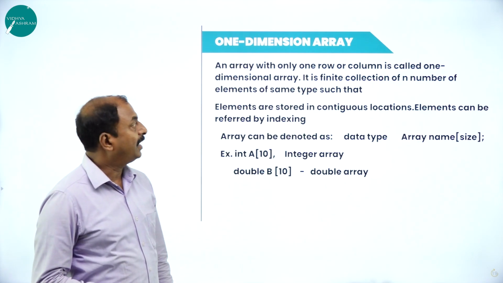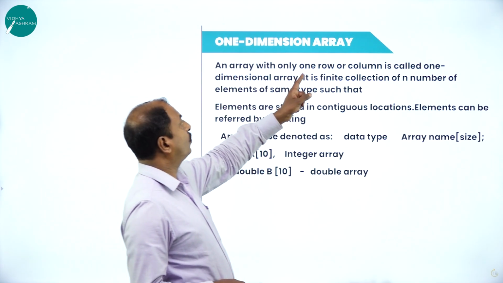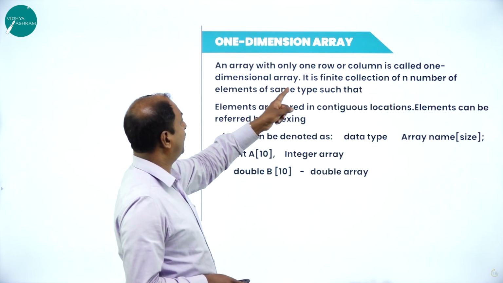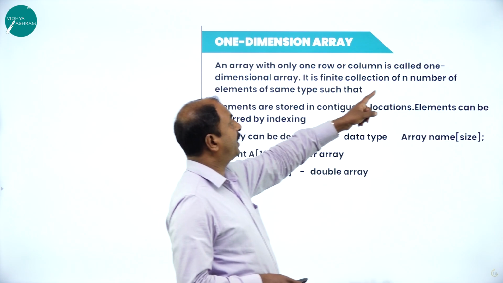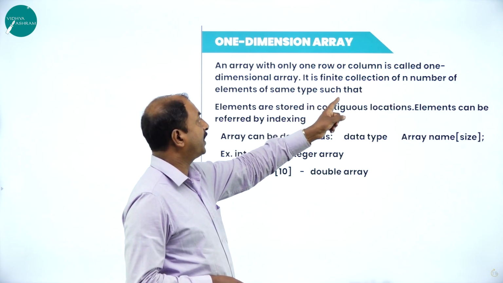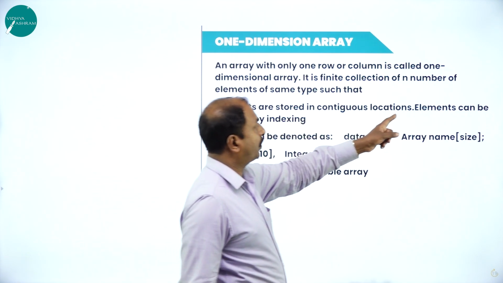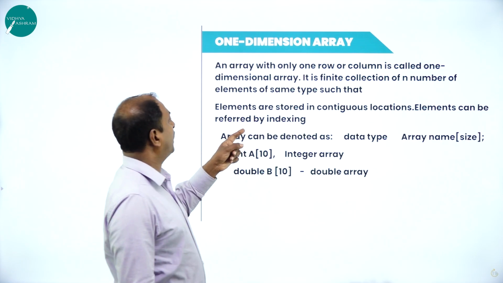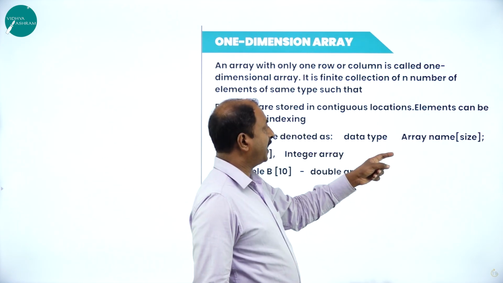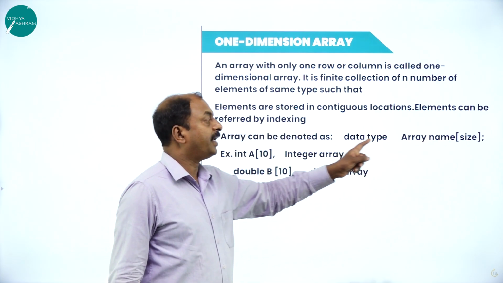Now, what is a one-dimensional array? First, the definition of an array. An array with only one row or one column is called a one-dimensional array, and it is a finite collection of n number of elements of the same data type. So, elements are stored in contiguous locations. Elements can be referred to by index. An array can be denoted as data type, space, array name, and size. This is how we declare an array.